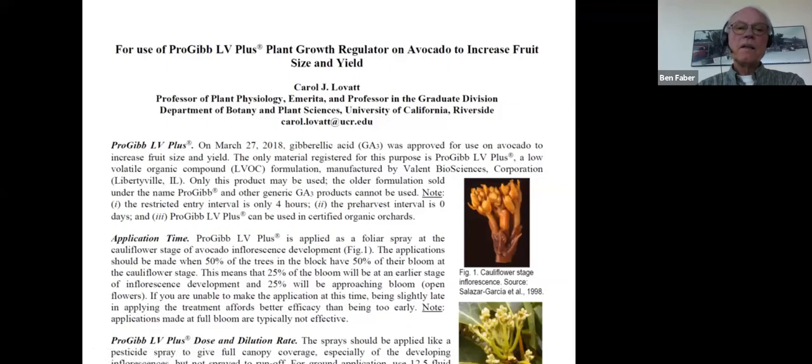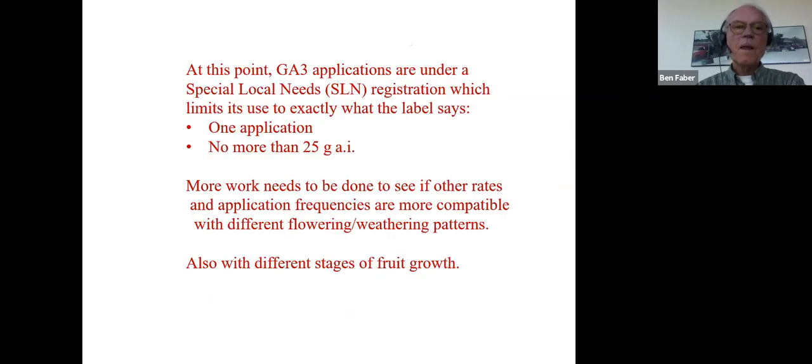So here is a summary of all that work that Carol Levitt has done. It's available online and it should be available as a link that Peter can put up in the chat room. At this point, Ga3 applications are under a special local needs registration, which means only one application and no more than 25 grams of active ingredient. So that's 12.5 ounces of the Pro-Gibberellic plus.